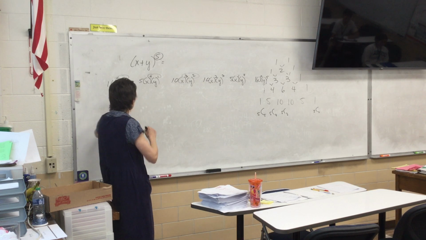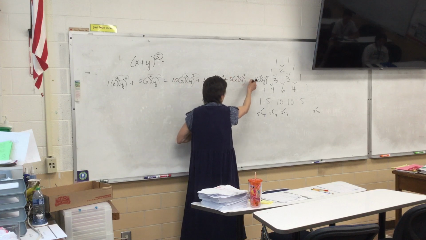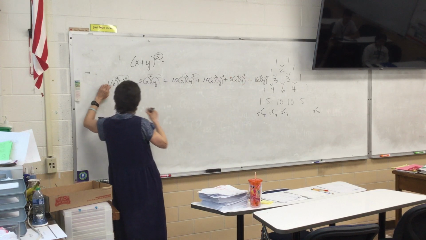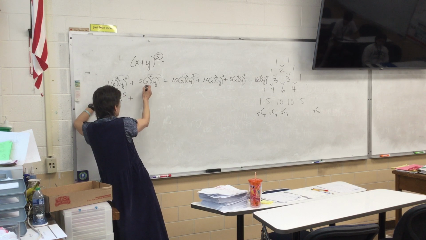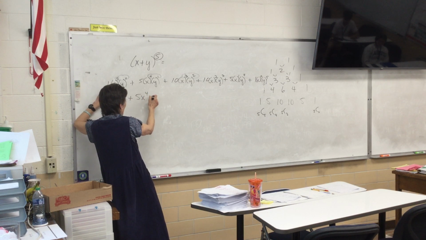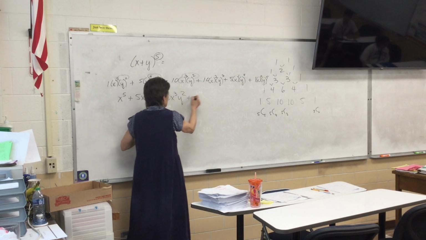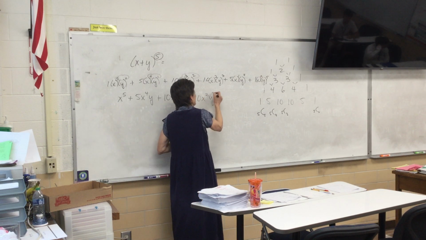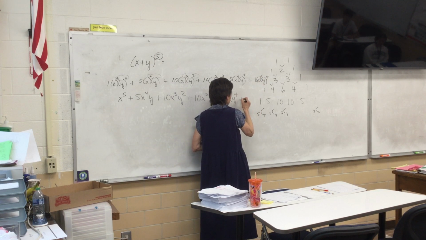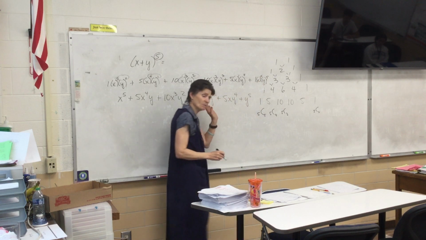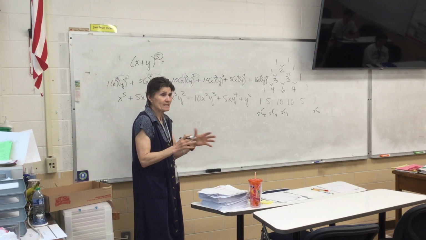Right? So then when you start cleaning this up, put plus signs between each term to separate them. This is just x to the fifth. This is 5x to the fourth y. 10x cubed y squared, 10x squared y cubed, 5xy to the fourth, and that's just 1, so y to the fifth. Is that what we got yesterday, I hope? All right, so that's a recap.